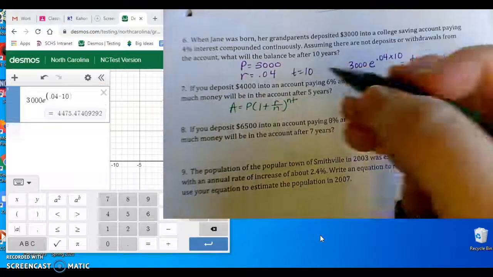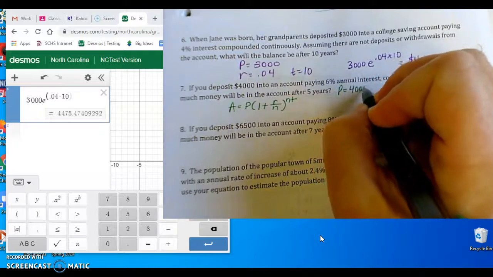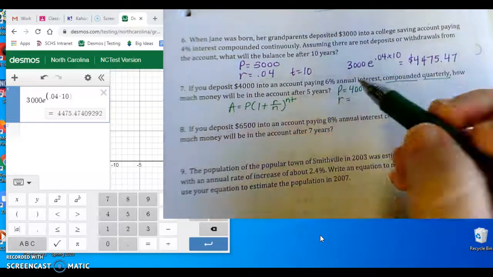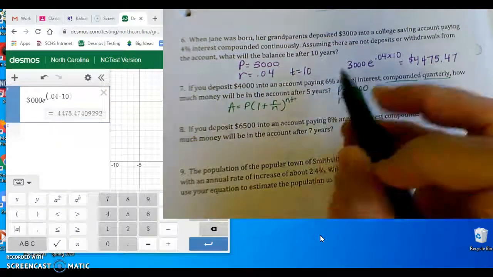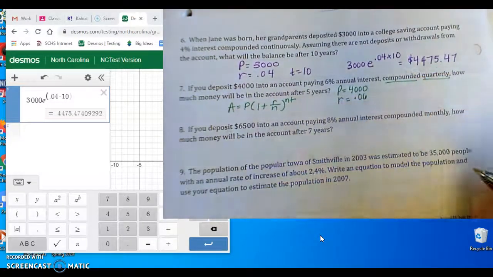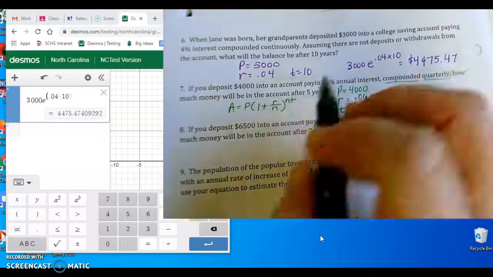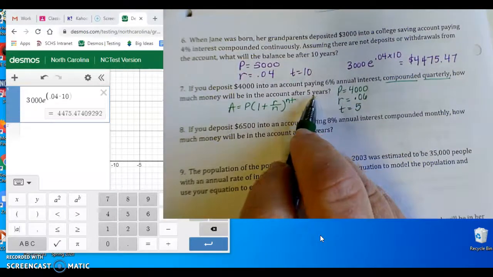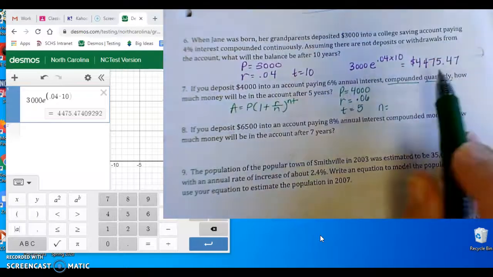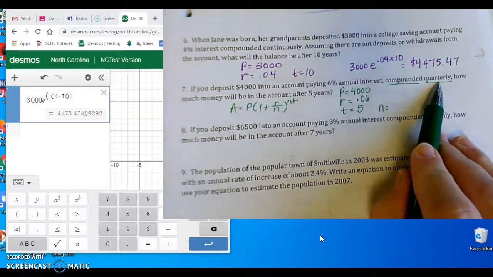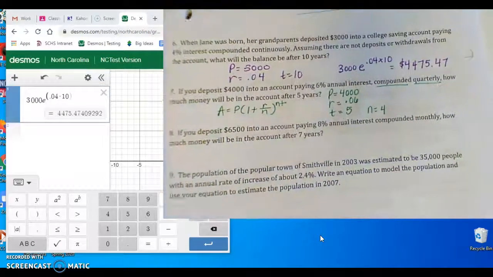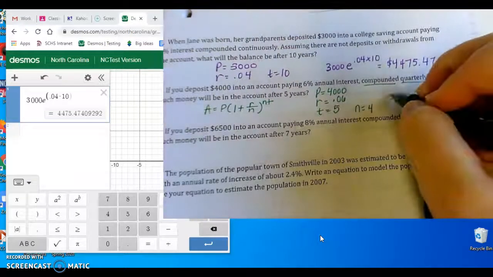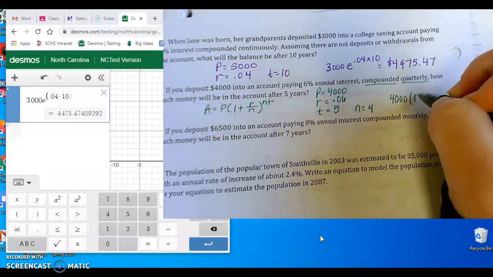So P is still 4,000 because that's the amount that you start with. R is the 6%, but we've got to move the decimal over 2 places, so 0.06. T is still 5 years because that's how long the money's going to be there. The N is the new thing, and the problem says compounded quarterly. So quarterly is every 3 months, but that means that's 4 times a year, so N is 4. And then you just put in the information just like you have done on the others.